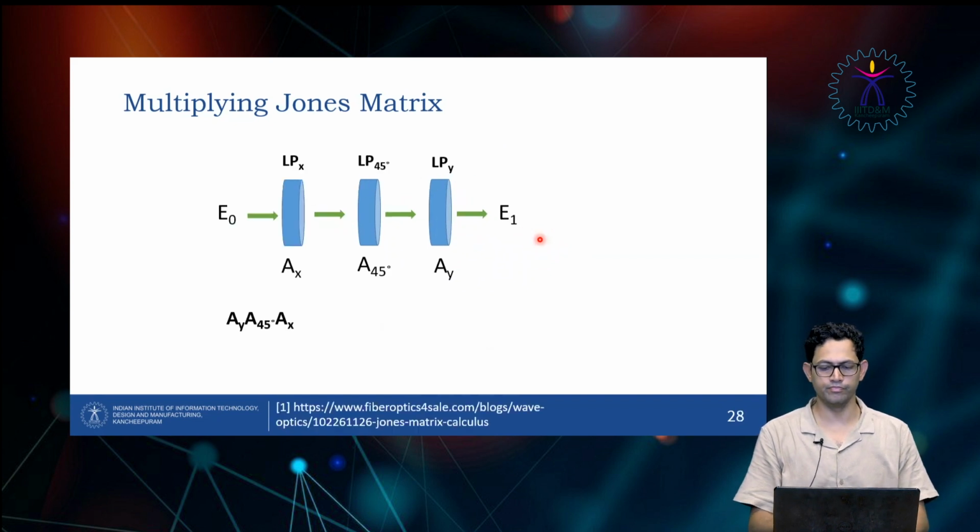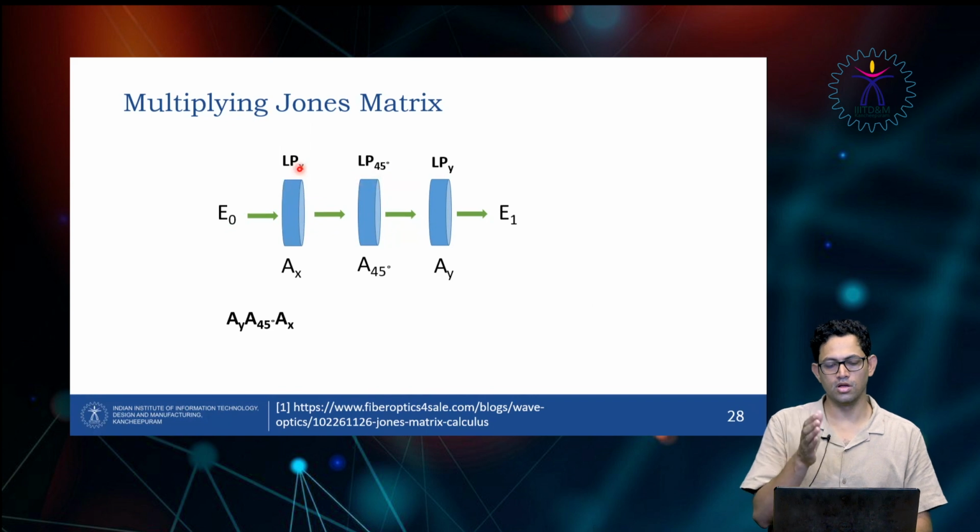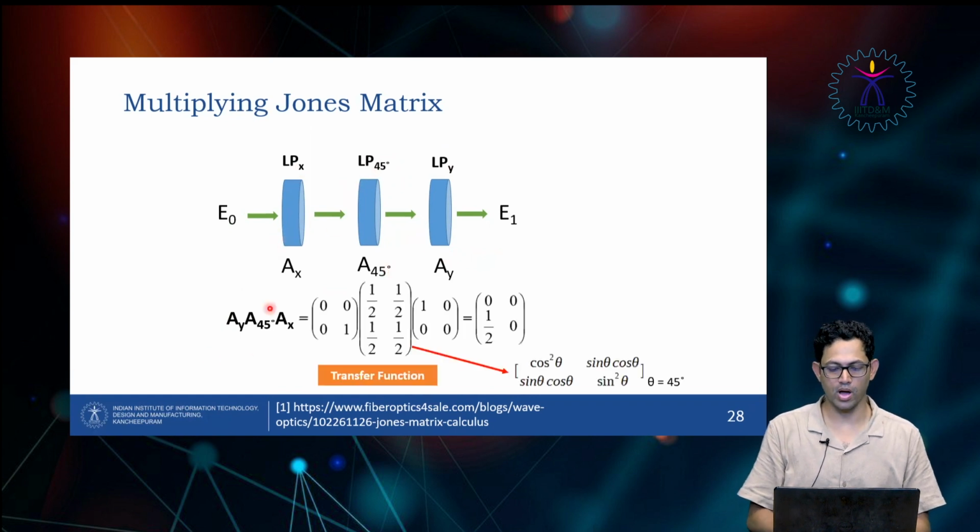Now one more example where you shine a light E0 and you get an output of E1. Both of them are Jones vectors, and we have three optical elements now. The first one is a horizontal polarizer, the second one is a 45-degree polarizer, and then you have a vertical polarizer. Let us see what happens in that case. You just need to multiply all three matrices. AY is given by 0, 0, 0, 1.